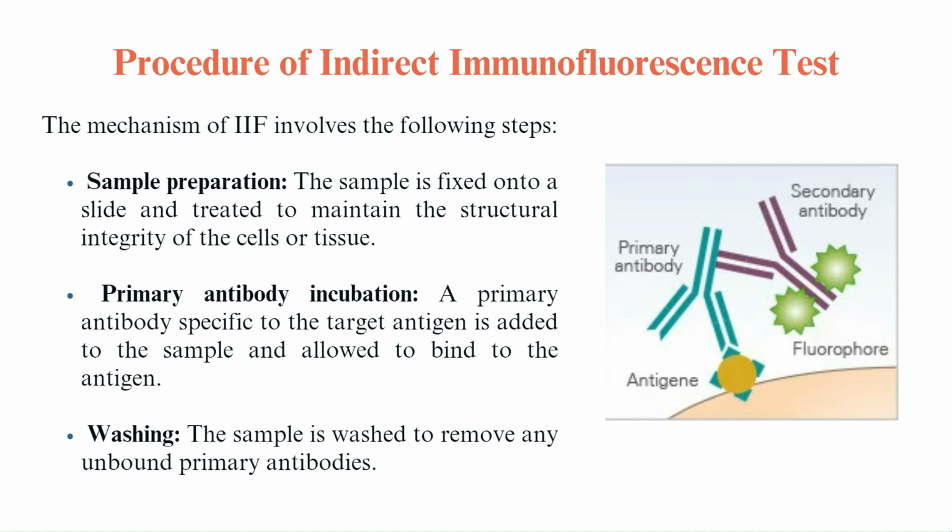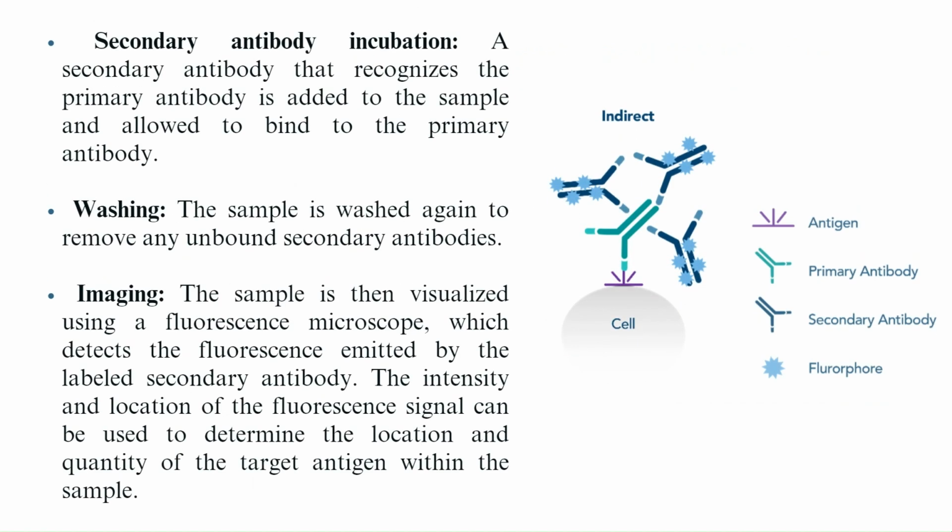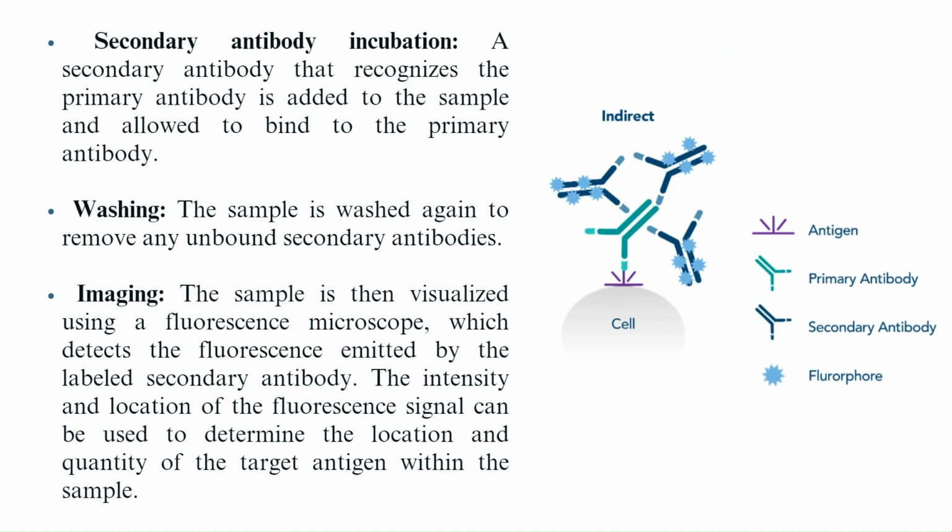The sample is washed to remove any unbound primary antibodies. Secondary antibody incubation. A secondary antibody that recognizes the primary antibody is added to the sample and allowed to bind to the primary antibody. Washing. The sample is washed again to remove any unbound secondary antibodies. Imaging. The sample is then visualized using a fluorescence microscope, which detects the fluorescence emitted by the labeled secondary antibody. The intensity and location of the fluorescence signal can be used to determine the location and quantity of the target antigen within the sample.